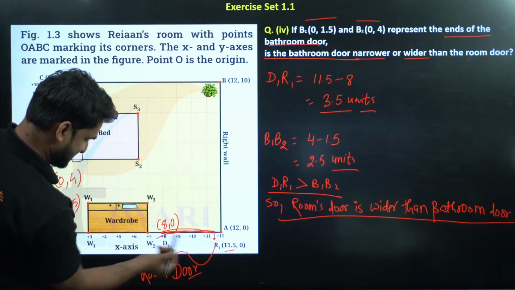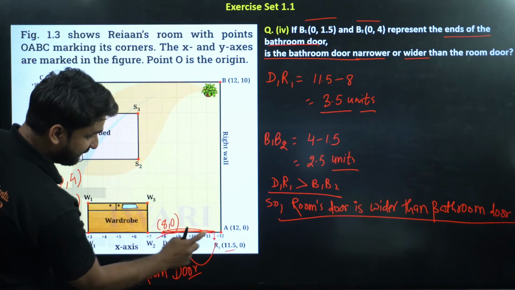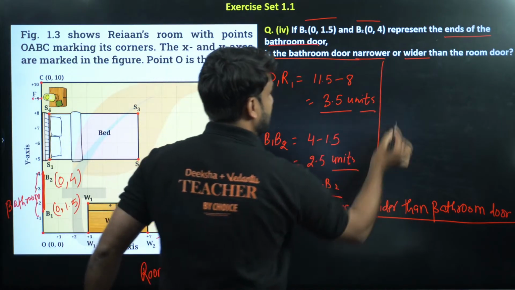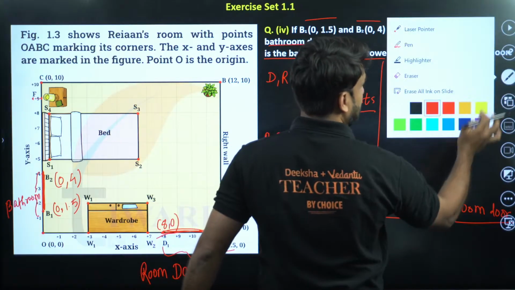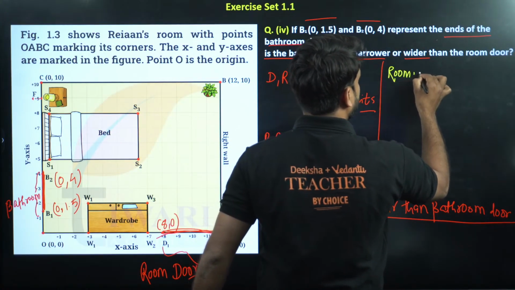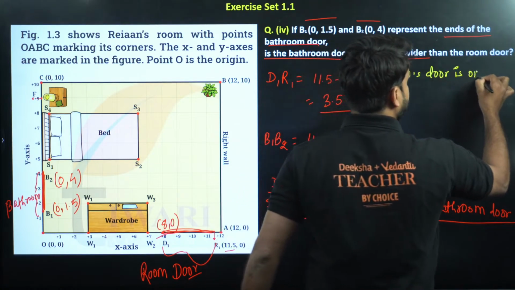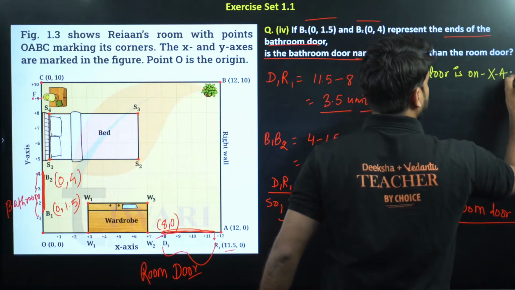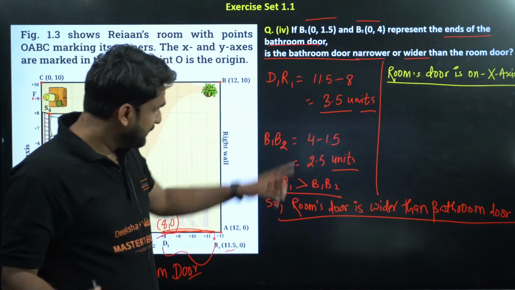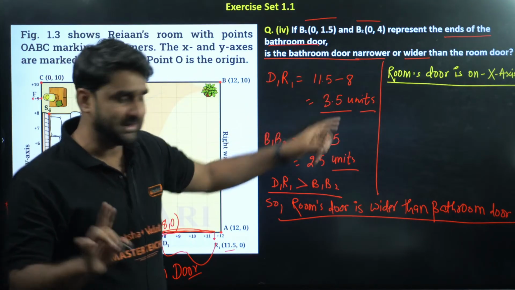To find out the width of the room's door, we have to calculate the difference between the x coordinates, because the door is on the x coordinate. Please let me mention here using yellow color. Please make sure the room's door is on the x-axis. That's why we are taking the difference of x coordinates only, right?